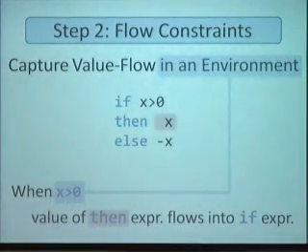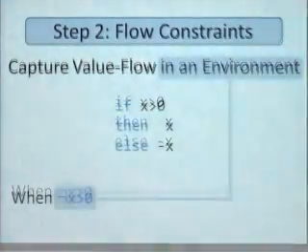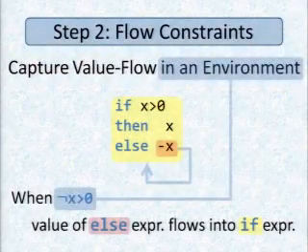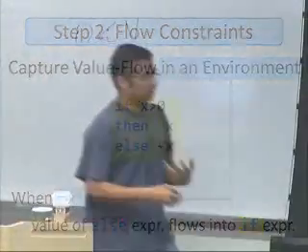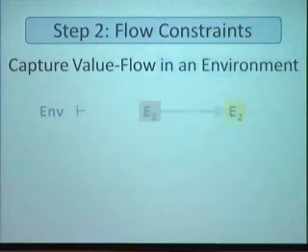So I'm going to draw that as this x expression flowing into the whole if-then-else. And when x is not greater than 0, the else expression flows into the if. So this is the value flow. In this world, the else expression flows into the entire if. This is what I want to capture with my value flow constraints.